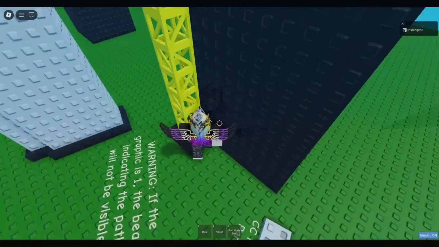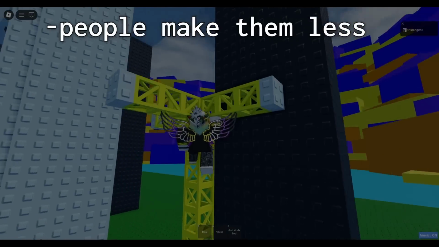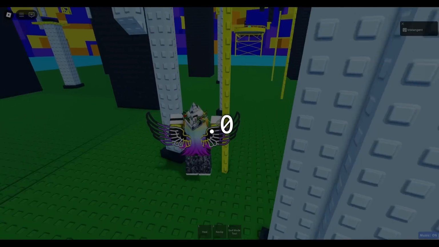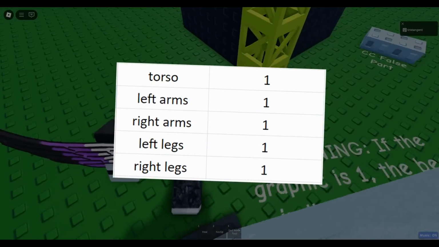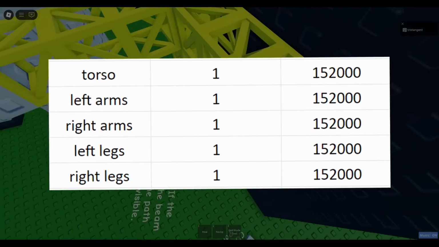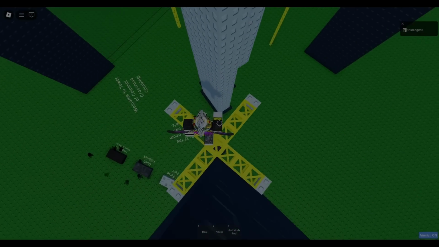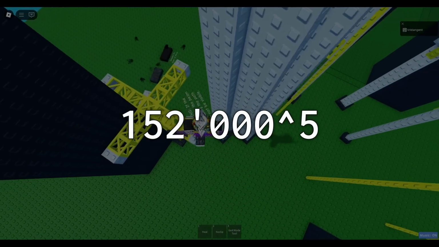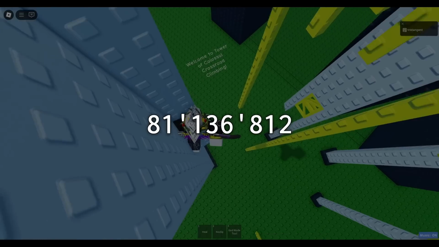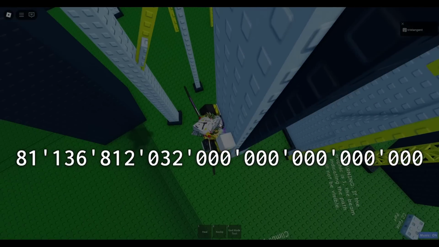As for other body parts and bundles and whatnot, there are far less of those, partly because people just make them less, and also because they've been out for not that long overall. So I'm guessing about 0.002% of accounts have made each body part in a bundle or something, which means there has been about 152,000 of each of the 5 body parts that aren't heads on the catalog. This means we take 152,000 to the power of 5. So there's a total of 81 septillion, 136 sextillion, 812 quintillion, 32 quadrillion combinations of those alone.